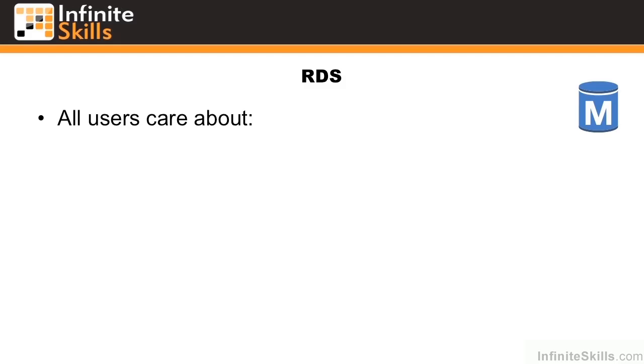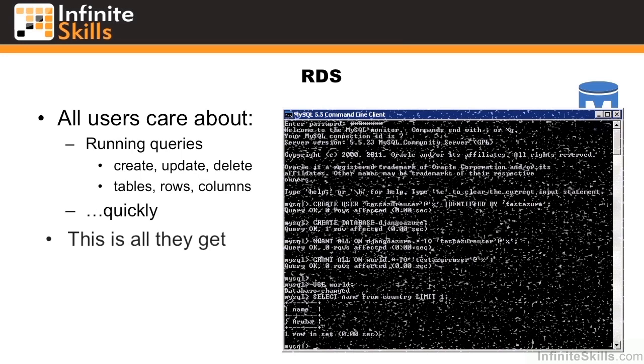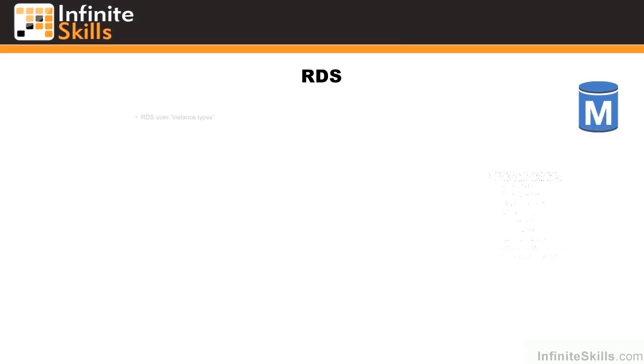What the users of your RDBMS typically care about are running queries, such as create, update, and delete on tables, rows, and columns, and they want to be able to do so quickly. This is what they're provided with inside of RDS, a SQL interface into the database itself. They have no direct ability to SSH into the server or to change hardware beyond the instance type.